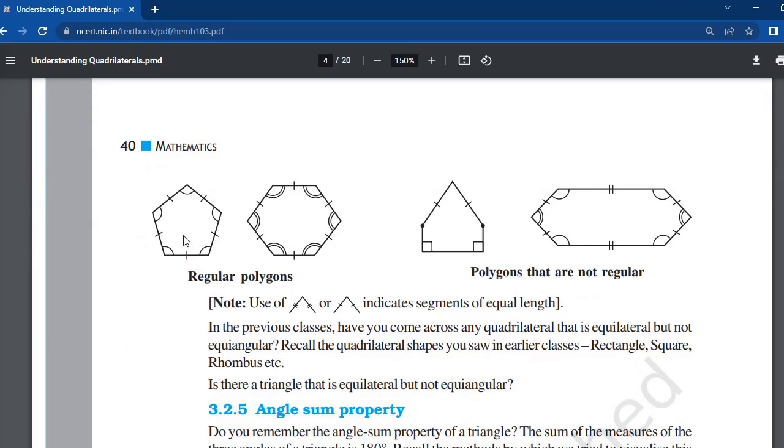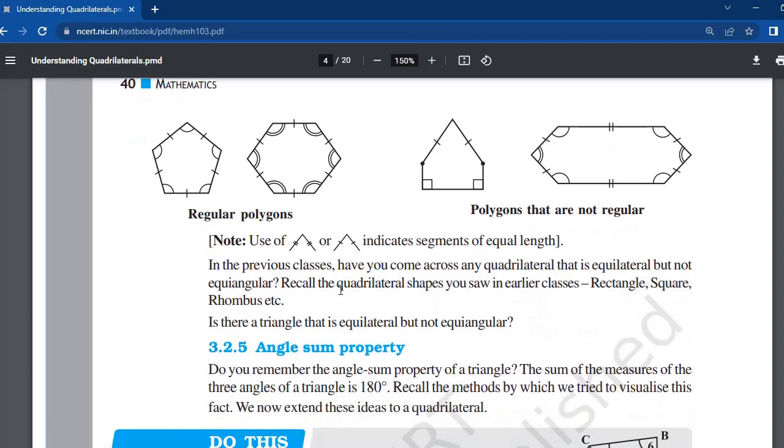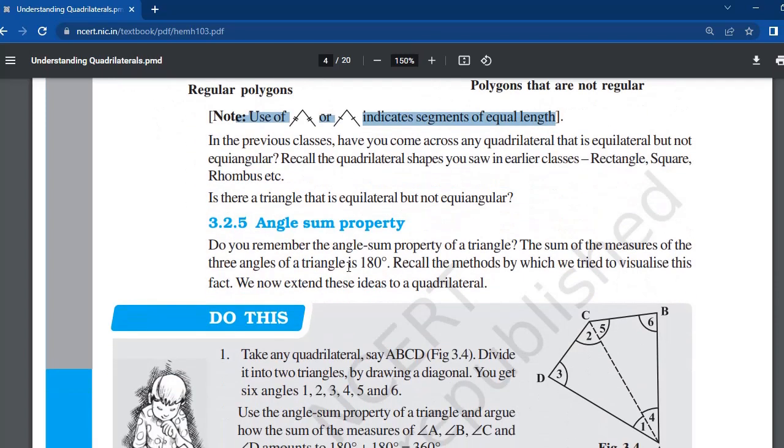Again, this is an example of a regular polygon, and these are polygons that are not regular. Okay. They have just given you the properties of these.